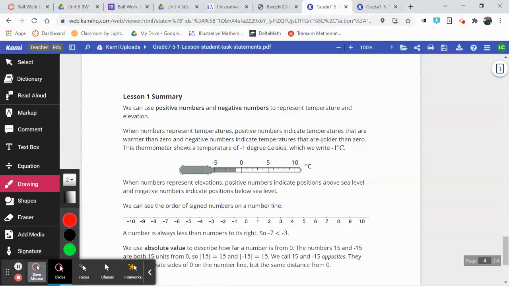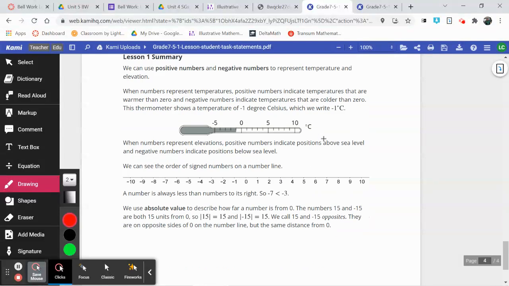When numbers represent elevations, positive numbers indicate positions above sea level, and negative numbers indicate positions below sea level. So if you have a negative number, you're under the ocean. So we can see the order of signed numbers on a number line. And again, I want you to notice, you start at 0 every time. Zero, positives are on the right, negatives are on the left.